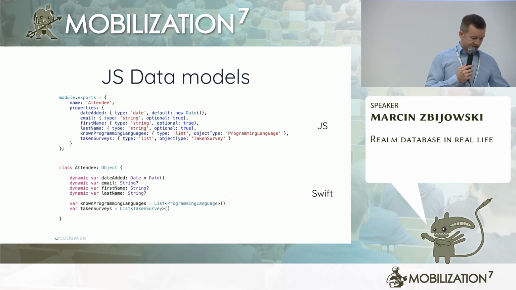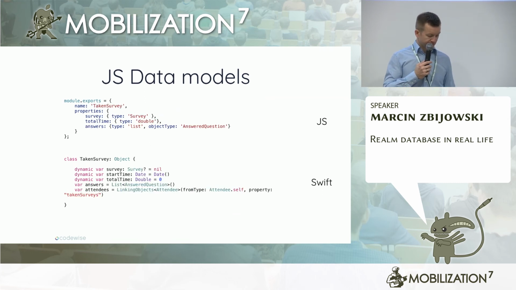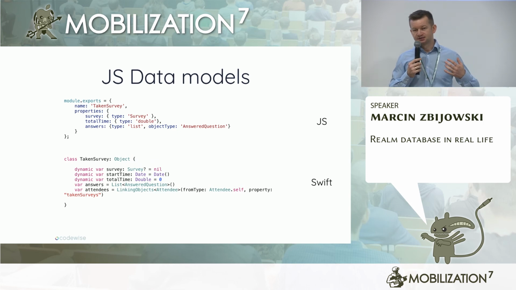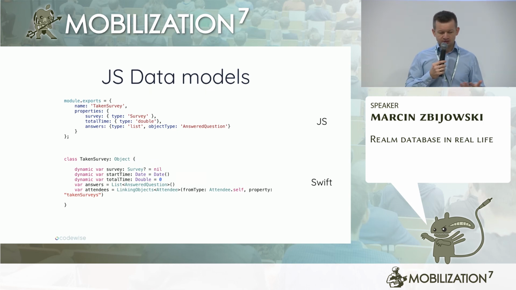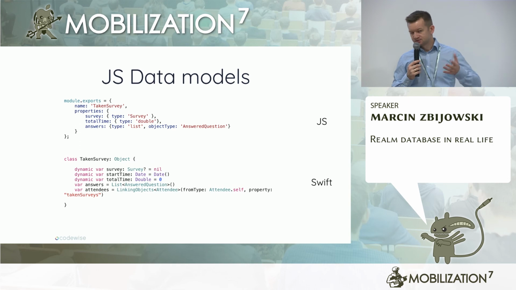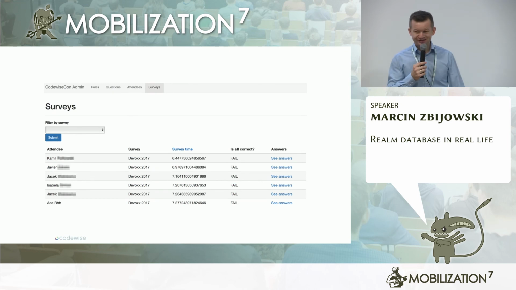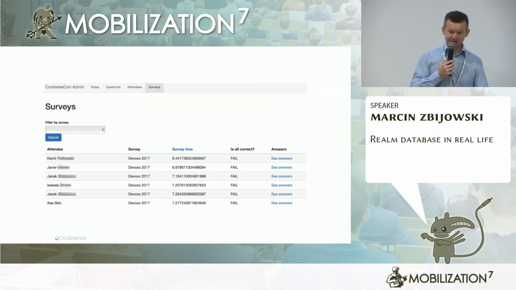So as you can see, attendee in JavaScript is pretty much the same as in Swift, and the same goes for taken survey. Maybe it's a bit less in JavaScript because on the front-end part, we actually didn't use the same amount of information, but even if the object is slightly less defined, it still works. And the UI was not very pretty, but because of the time pressure, we just used Bootstrap, and that was enough for that kind of stuff.